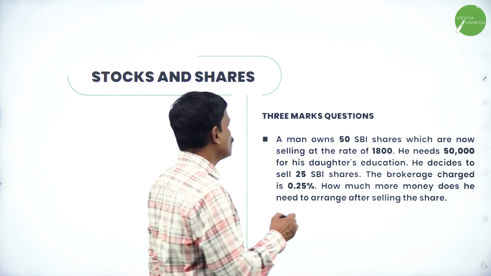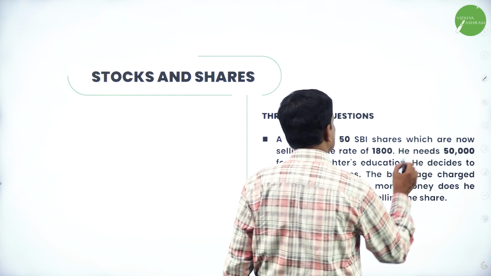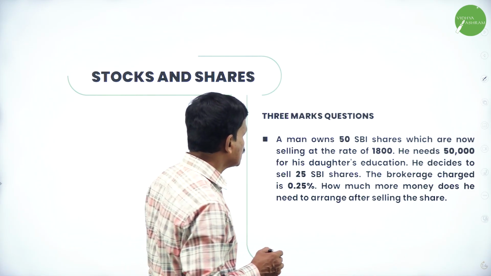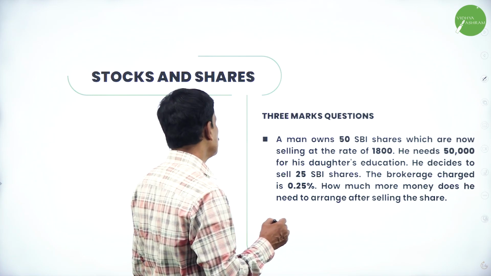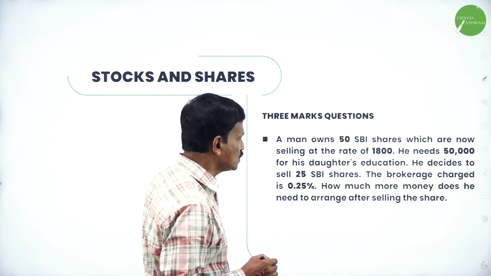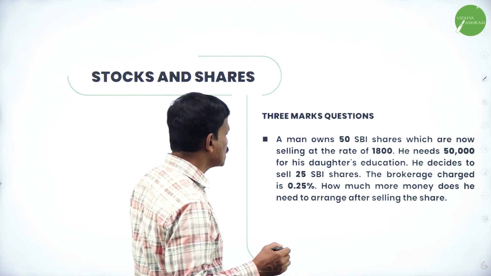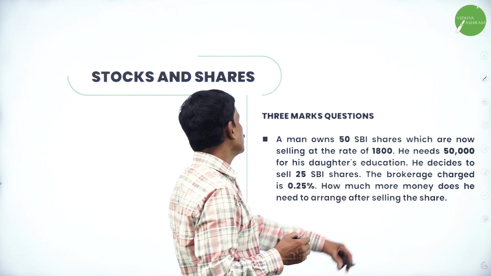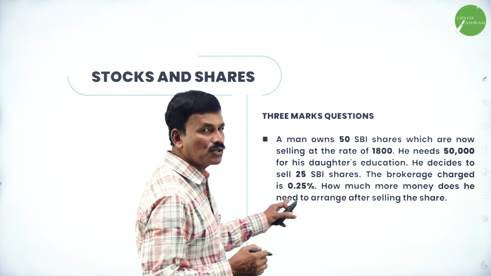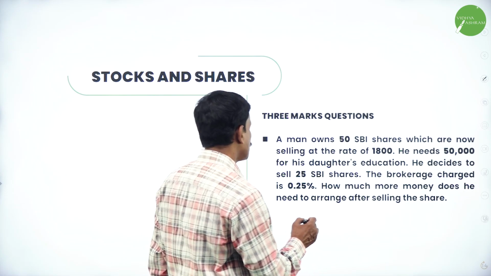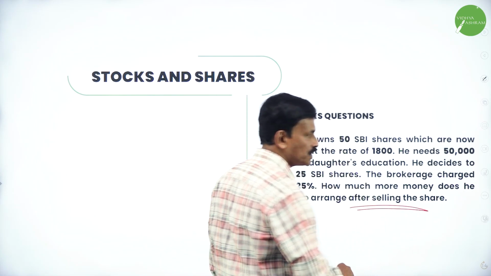A man owns 50 SBI shares which are now selling at the rate of 1,800. He needs 50,000 for his daughter's education. He decides to sell 25 SBI shares. The brokerage charge is 0.25%. How much money does he need to arrange after selling the shares?